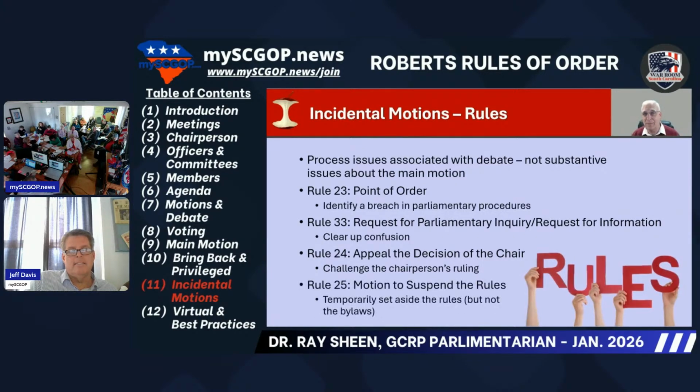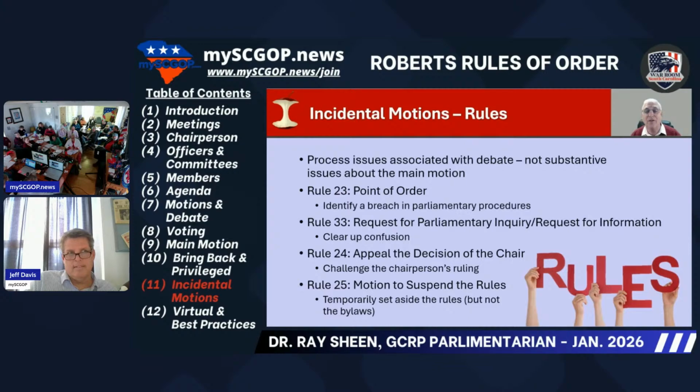Another incidental motion is to move that the rules be temporarily set aside. This is known as moving to suspend the rules and is described in Robert's Rule 25. When making this motion, the person must state the purpose for which it is to be adopted, and the suspension will only apply as it pertains to that issue.